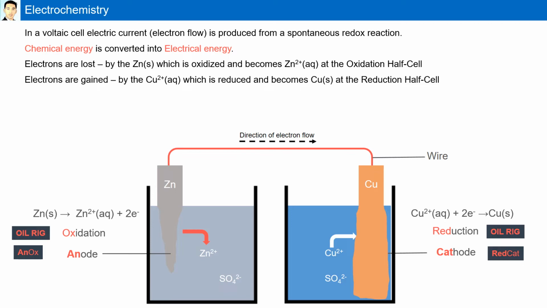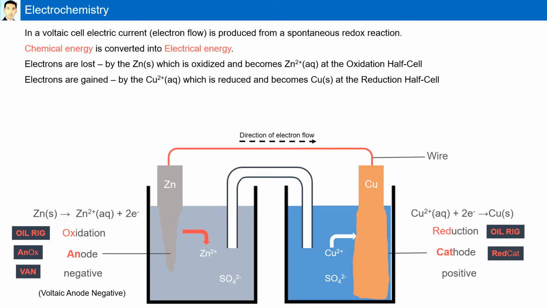The electrode that's undergoing oxidation has a specific name. It's the anode, while the electrode that is undergoing reduction, its specific name is cathode. Since electrons are coming out of the zinc, it is negative. The oxidation part where the anode is, is negative. To help us remember this, we can use VAN. In a voltaic cell, the anode is negative. Therefore, the cathode must be positive. The cell is complete by adding a salt bridge.